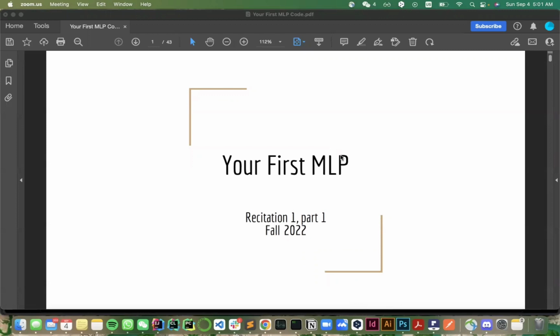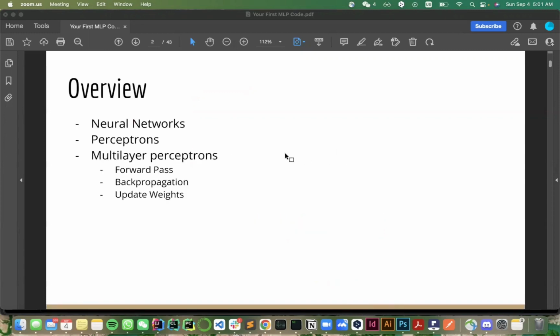In this recitation, we will go through some key concepts in multi-layer perceptrons to get you familiar with them and also show you how they are working together. First, let's start with an overview of the neural network.